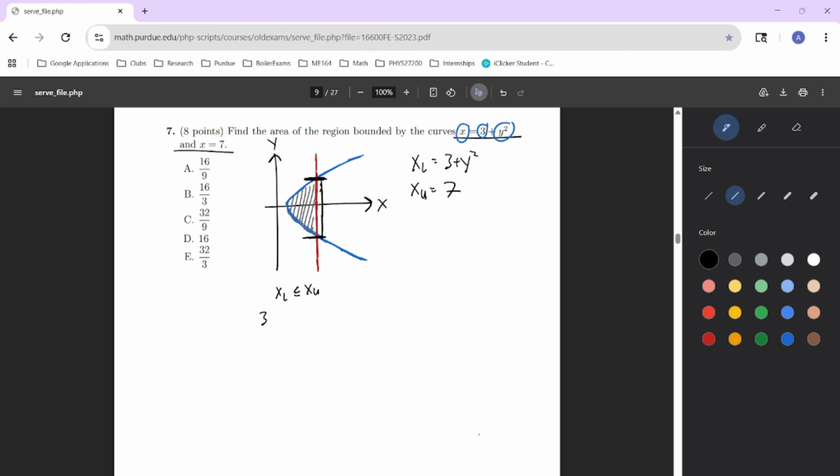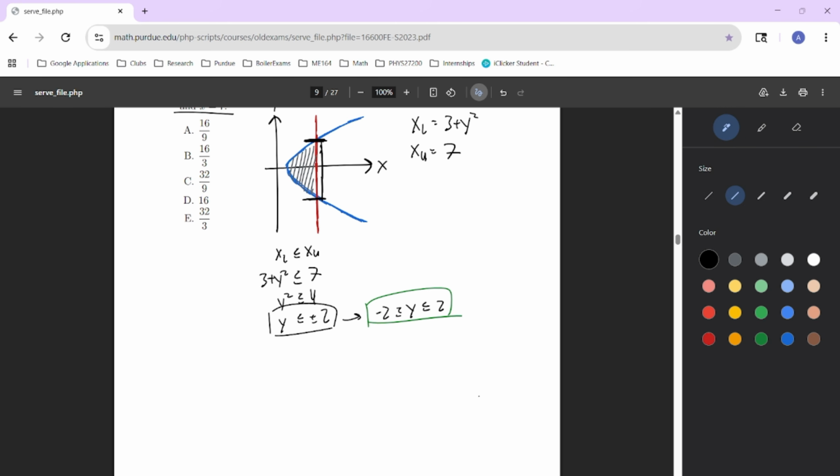We plug that all in, we get 3 plus y squared must be less than or equal to 7. We get y squared must be less than or equal to 4. And then from here, we get y must be less than or equal to positive or negative 2. Just by the way that square roots work, if you take the square root of a squared number, you can simplify this inequality down to negative 2 must be less than or equal to y must be less than or equal to 2. This defines our bounds of integration along which we will solve this problem.